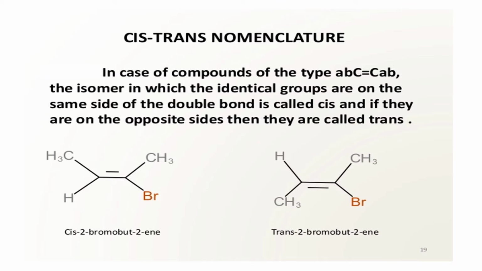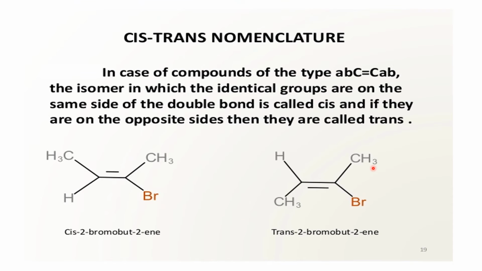Now we move to cis and trans isomers. We know cis and trans isomers are represented by double bonded compounds. If any compound has a carbon-carbon double bond, and the same atoms or group of atoms are on the same side, it is called a cis isomer. And if the same atoms or group of atoms are on the opposite side, it is called a trans isomer. So geometrical isomers are labeled as cis and trans isomers.